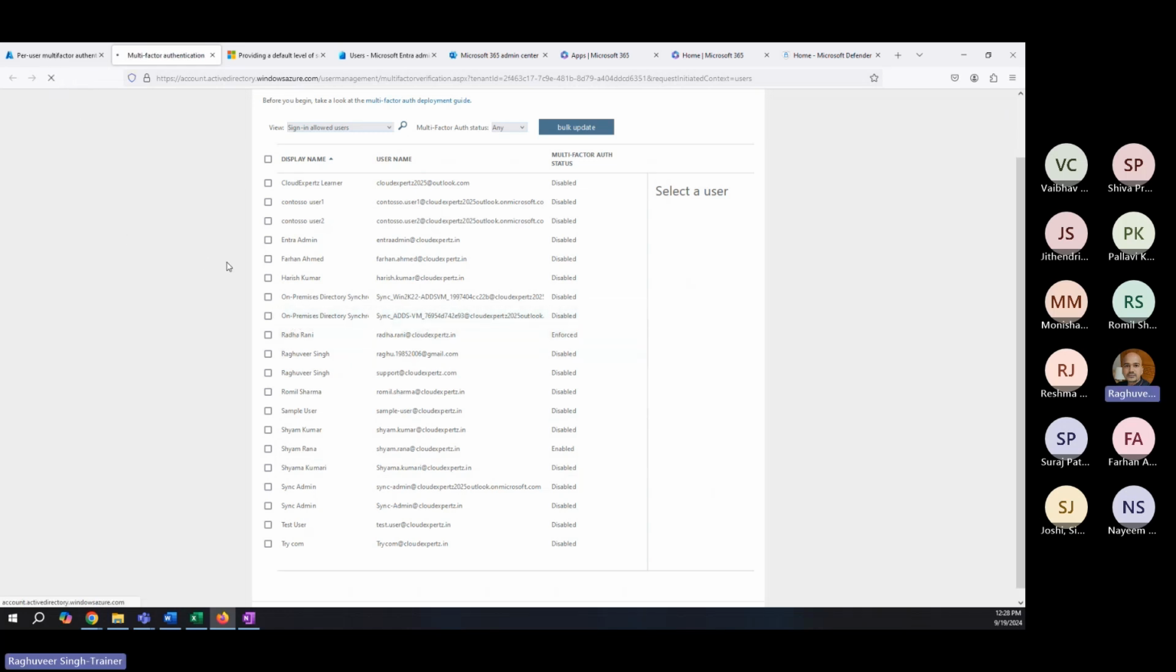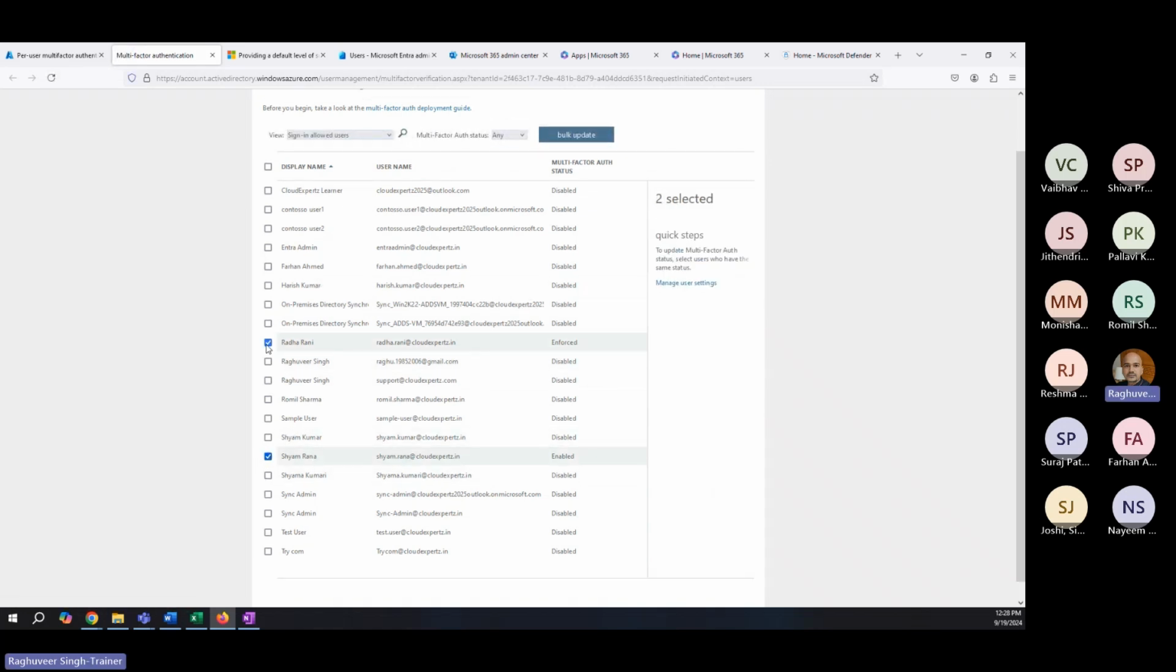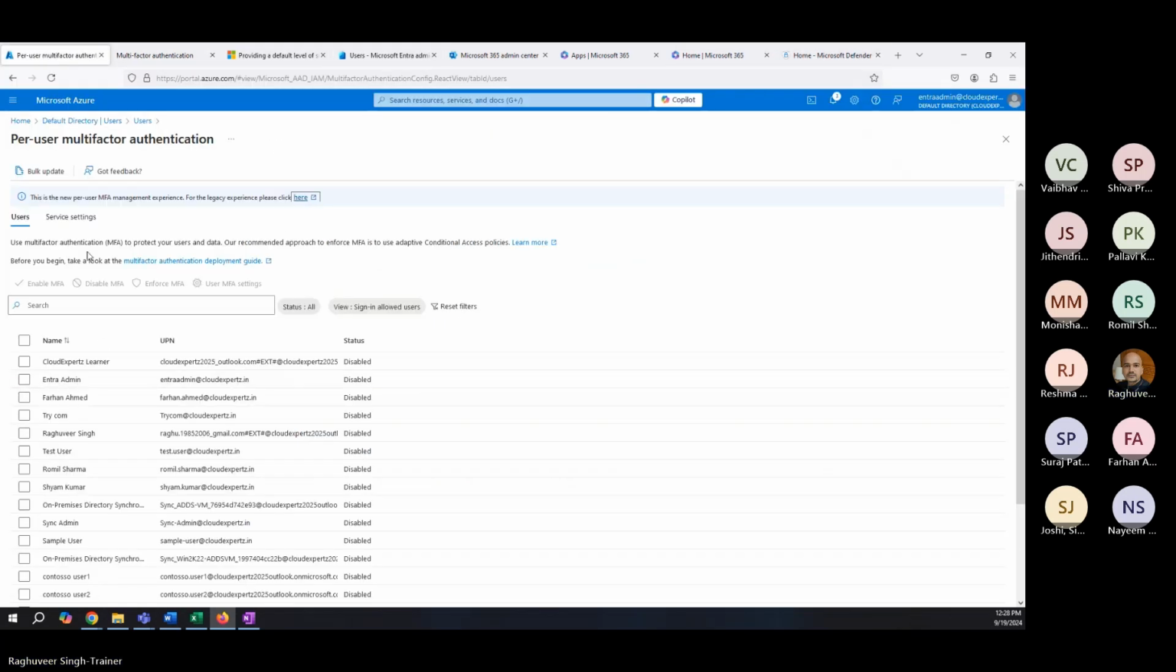Let me just refresh because sometimes due to synchronization, it doesn't work. Okay, Shyam, it is enabled, Radha, it is enforced. Great. Let's go back to your directory. Now the same information, as I said, this is the new feature that they have enabled, which is good.